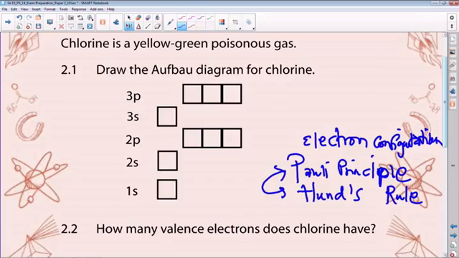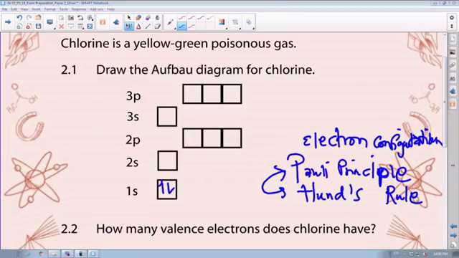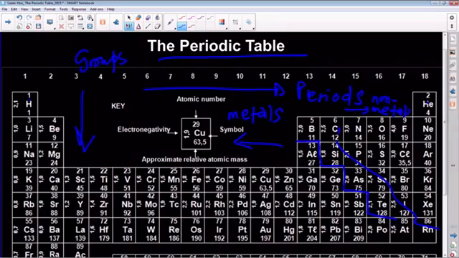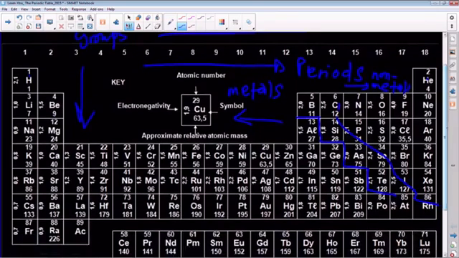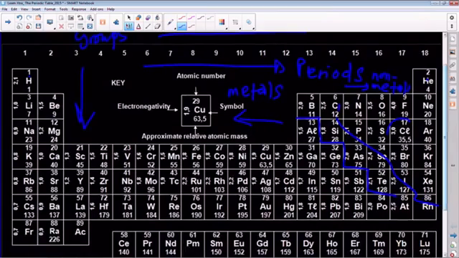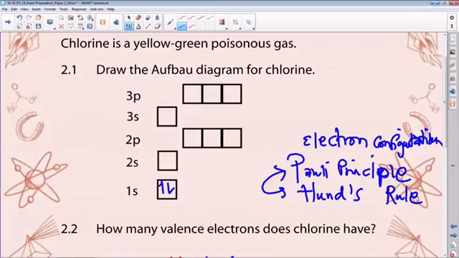So the s can be occupied by a maximum of 2. So we know that this is chlorine, and if we can draw attention quickly to the periodic table, just to check the atomic number, which will also give us the number of electrons. So in this case, this is our chlorine. Chlorine is atom number 17 in the periodic table. It is in period 3 in group 7. Group 7, remember, we call them the halogens.